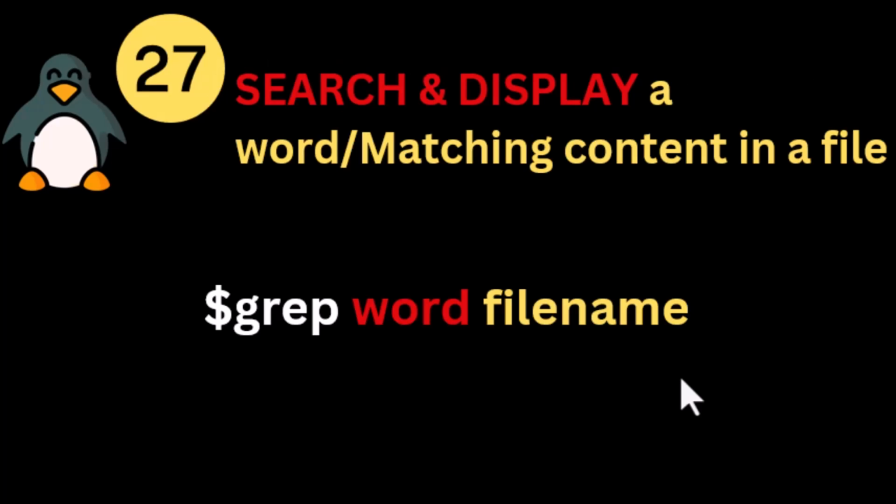Moving ahead to our next command, that is command number 27. Search and display a word or the matching contents to a word in a file. For that, the command is grep, and then you have to mention the word and then the file name.